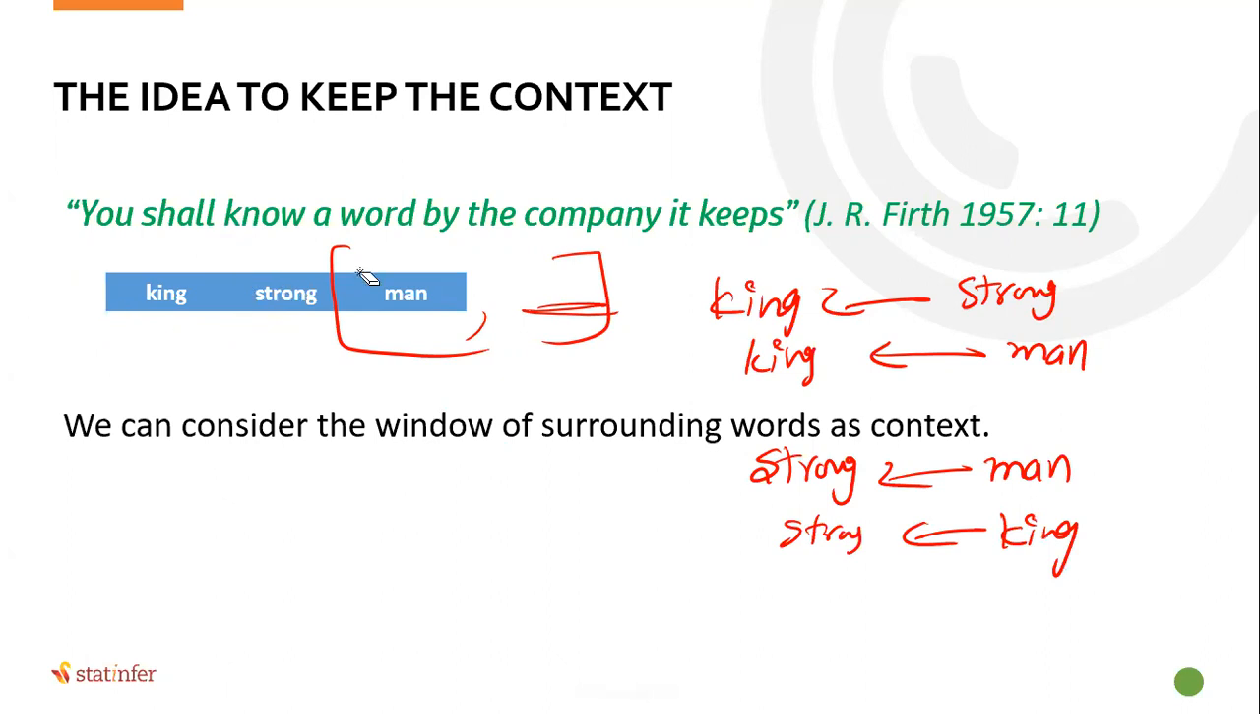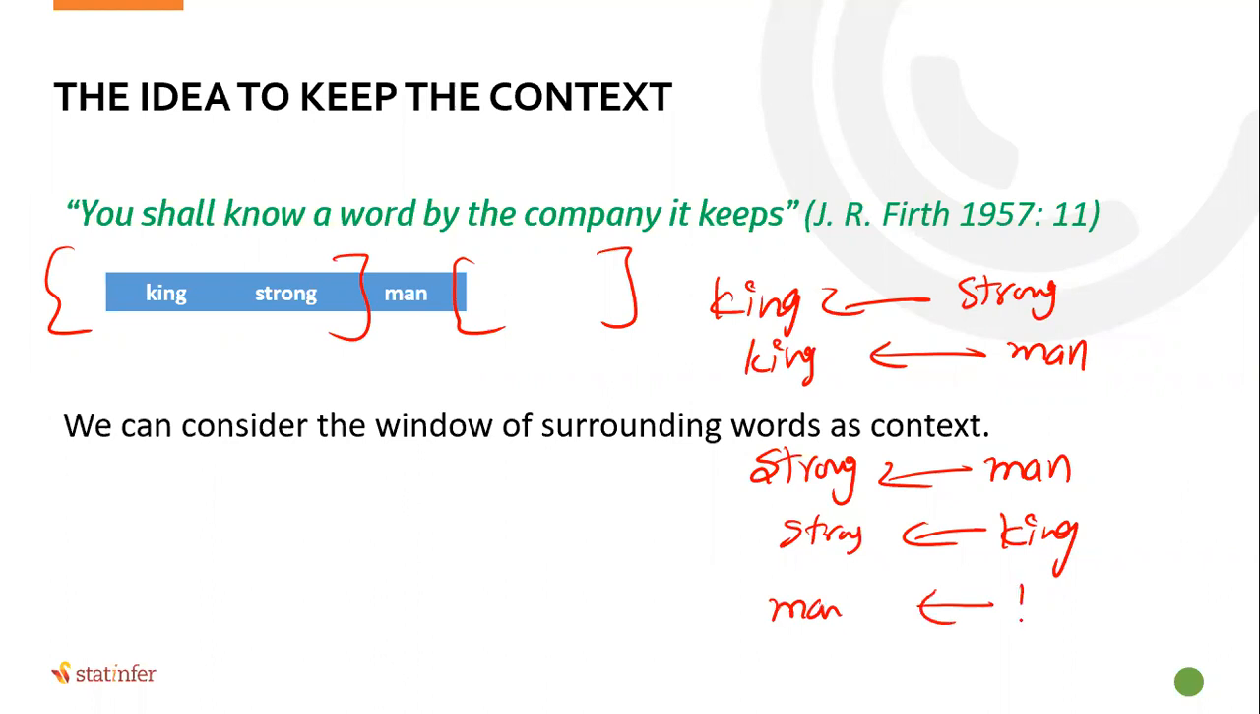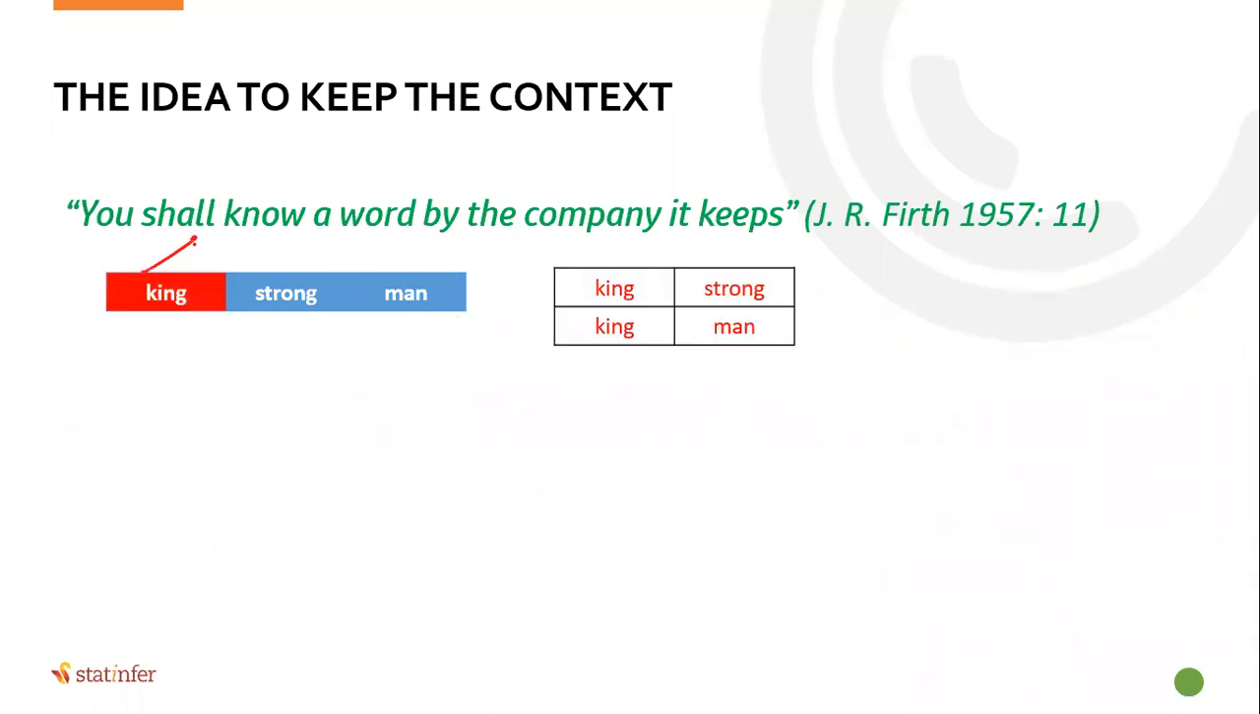Now the last one. Tell me what is the context of man here? What is the context of man? 2 words here, 2 words here. Man is in the context of king. Man is also in the context of strong. So first, what we are going to prepare here is, we will take the word, take the window. Here window size is 2, which is the context window size.